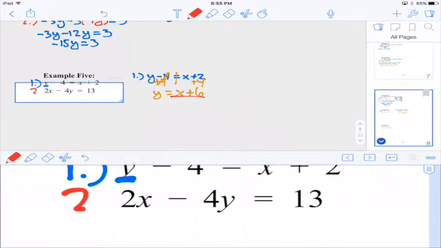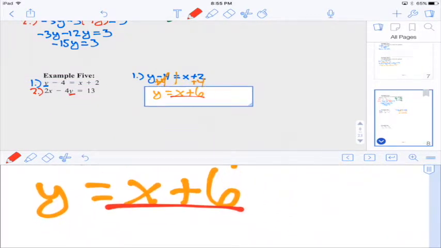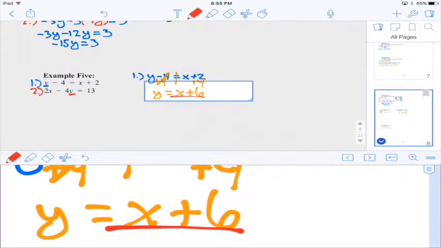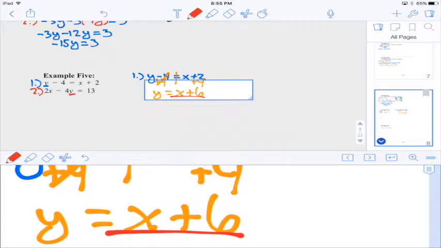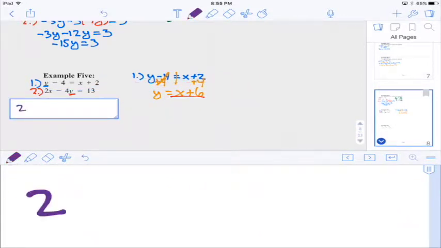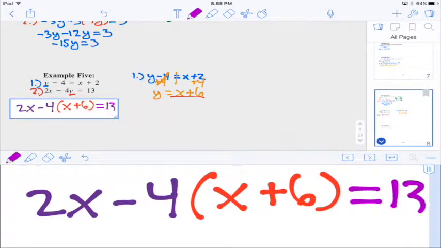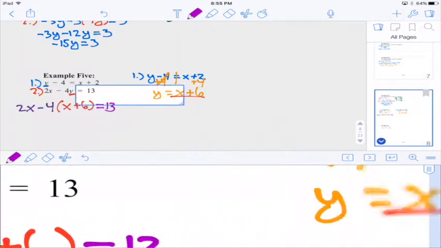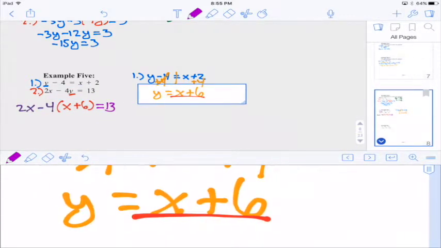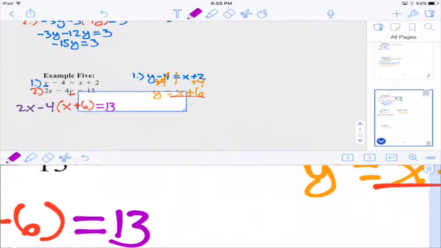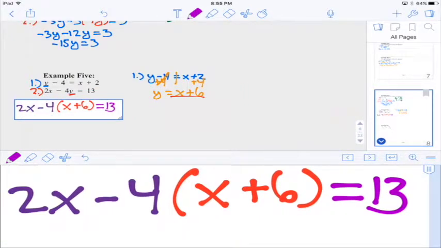In my second equation, I'm going to replace this y with x plus 6, and then I will only have an equation with one variable in it like I want. So 2x minus 4 times x plus 6 equals 13. You see how I replaced my y with this x plus 6? Because that's what y is. And now I only have an equation with x's in it, which is the goal.